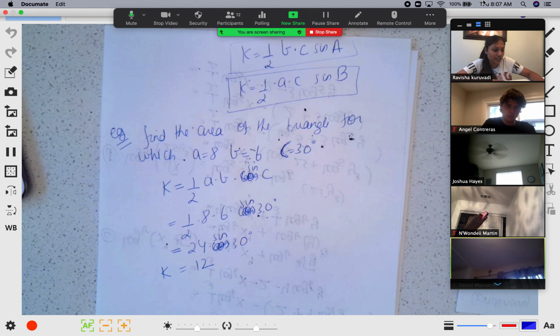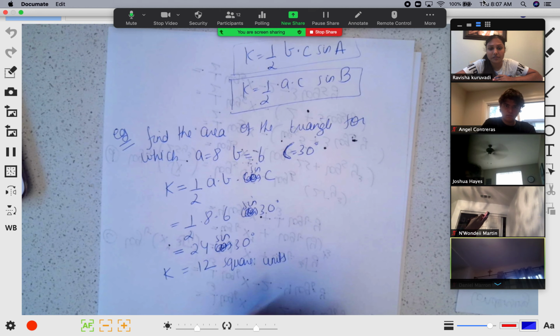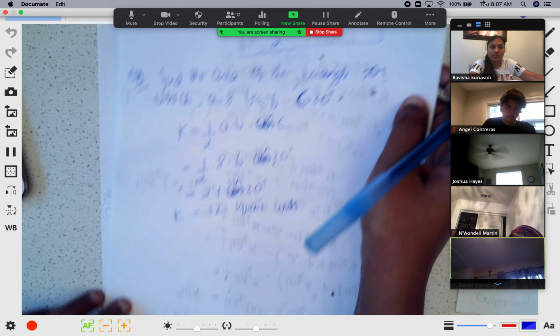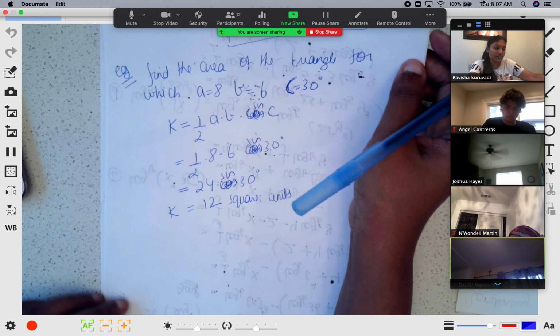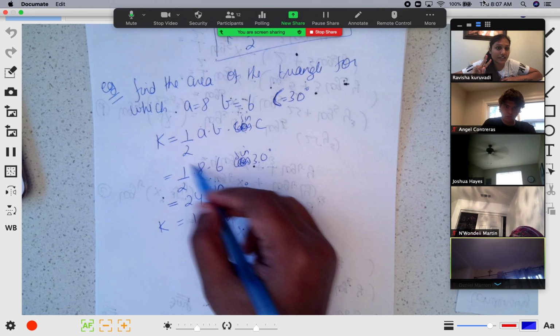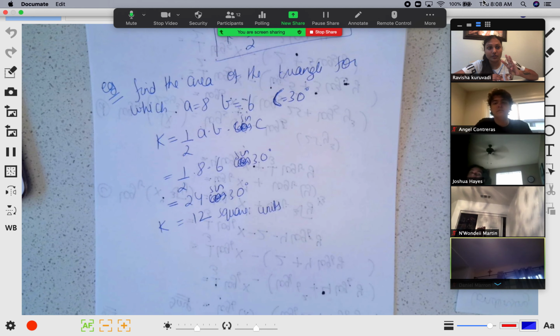Usually when you write area, you write in square units. Sides are just units. Area, if they ask you, you have to put square units in front of area. The last thing is, when you're using this formula, you need at least two sides and one angle. But suppose you are given three sides and they say find the area.